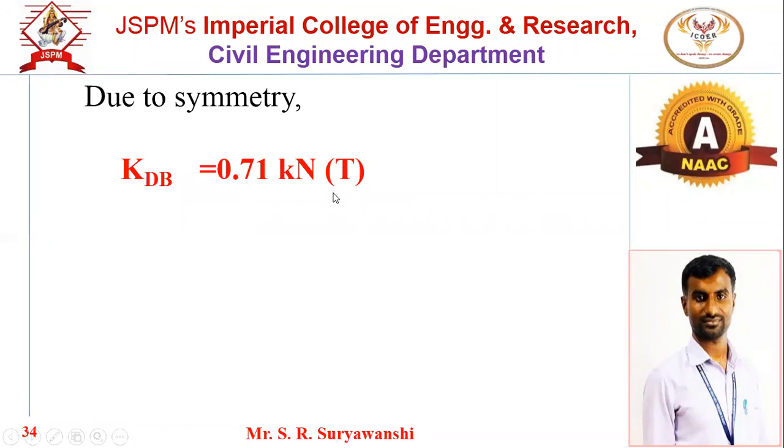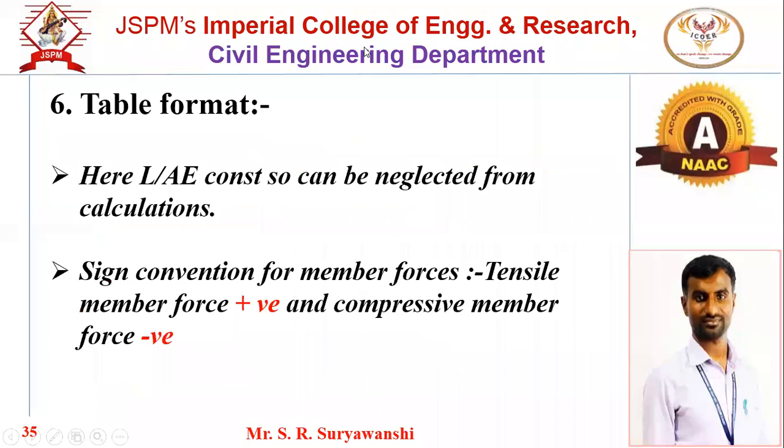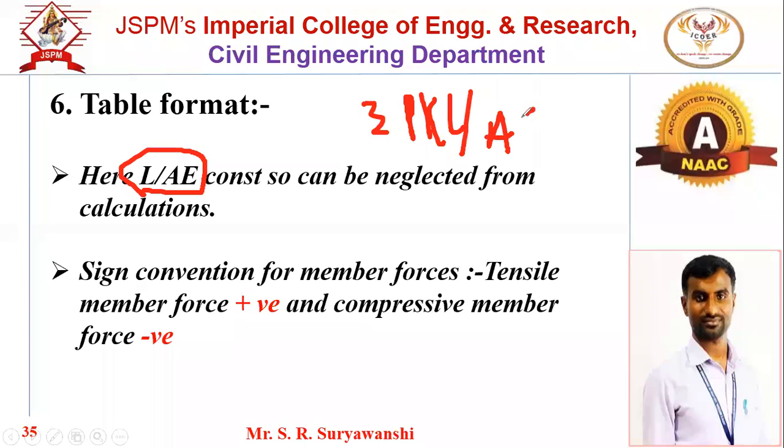Now the P analysis and K analysis are completed. What is next now? We have to prepare the table format. But before the table format, what points do you have to remember? Here L by AE is constant for all the members. So in that table format, what do we have to find out? We have to find out summation PKL by AE, then summation K square L divided by AE. But as L by AE is constant for all the members, we can neglect it from the calculation.